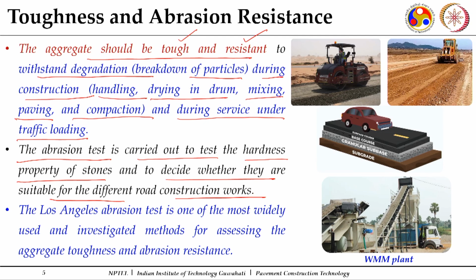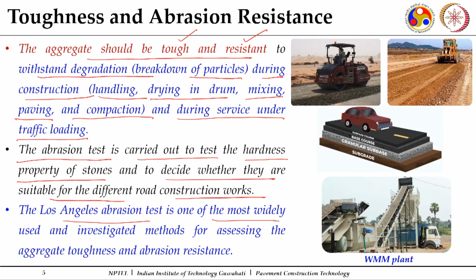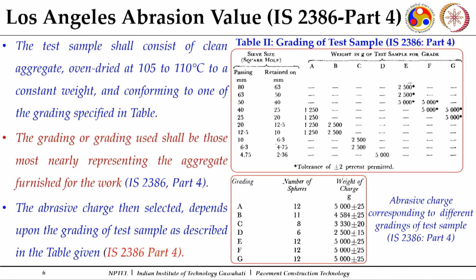These tests will give us some values when measured through different tests, and based on these values we can convey whether this is suitable for construction in this particular layer or not. The Los Angeles abrasion test is one of the most widely used and investigated methods for assessing the aggregate toughness and abrasion resistance.